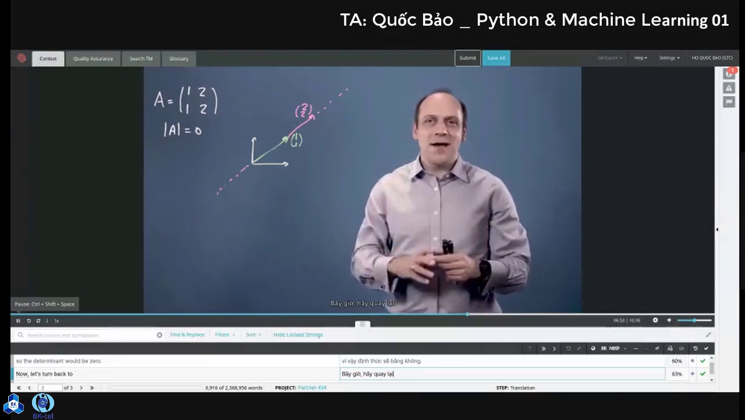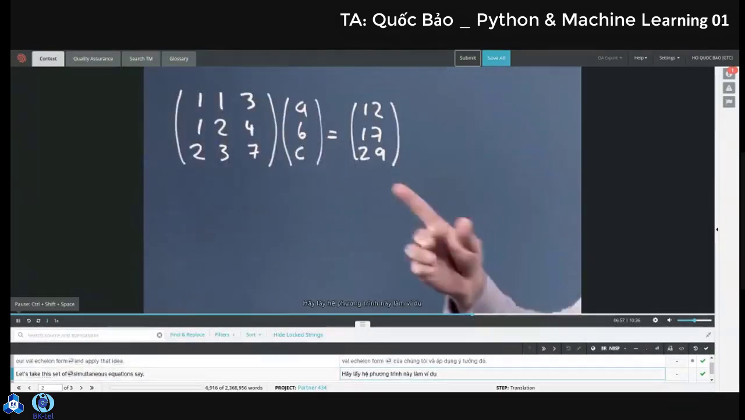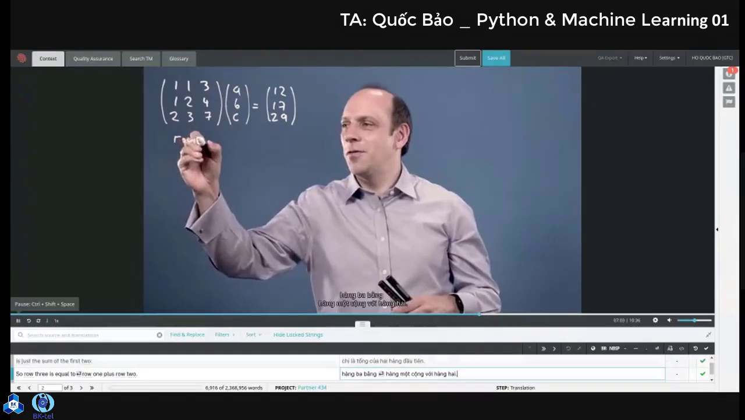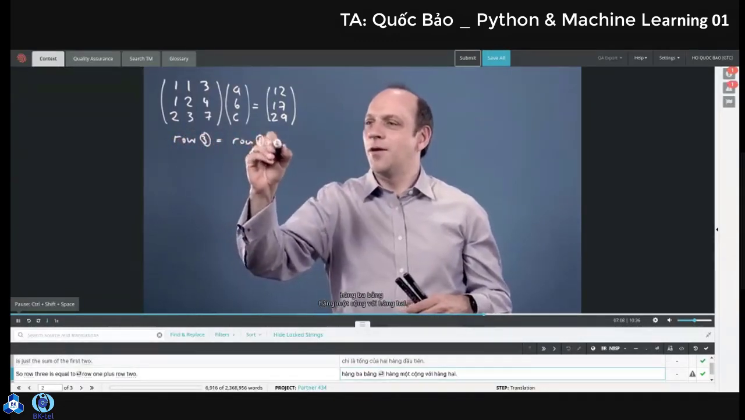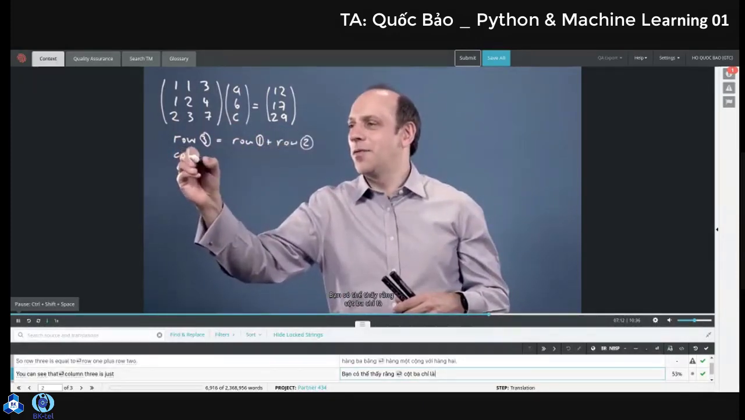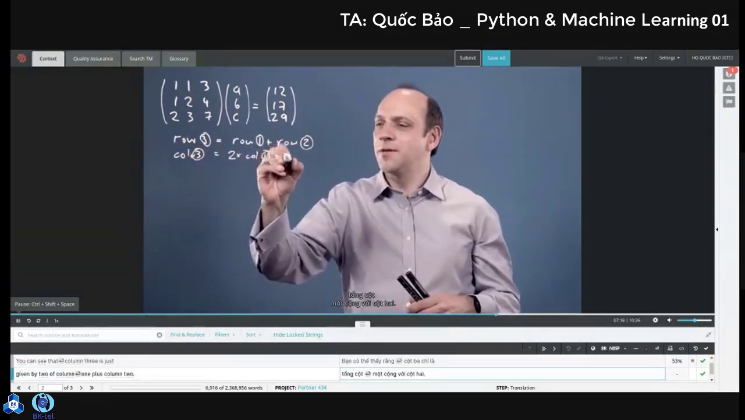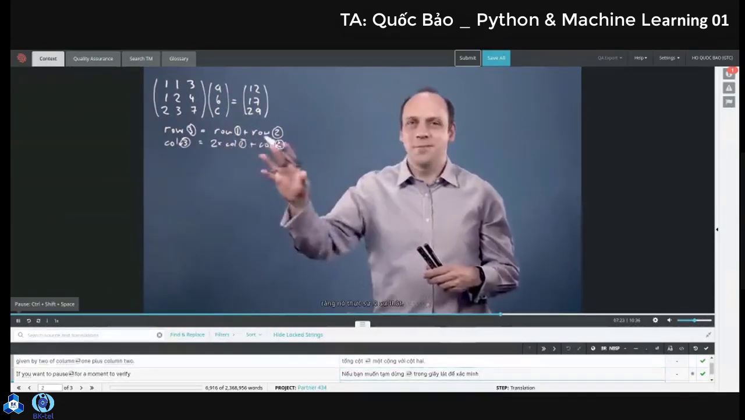Now let's turn back to our row echelon form and apply that idea. Let's take this set of simultaneous equations, say. You can see that the third row is just the sum of the first two. So row 3 is equal to row 1 plus row 2. And you can see that column 3 is just given by 2 of column 1 plus column 2. You can pause for a moment to verify that, but it really is true.